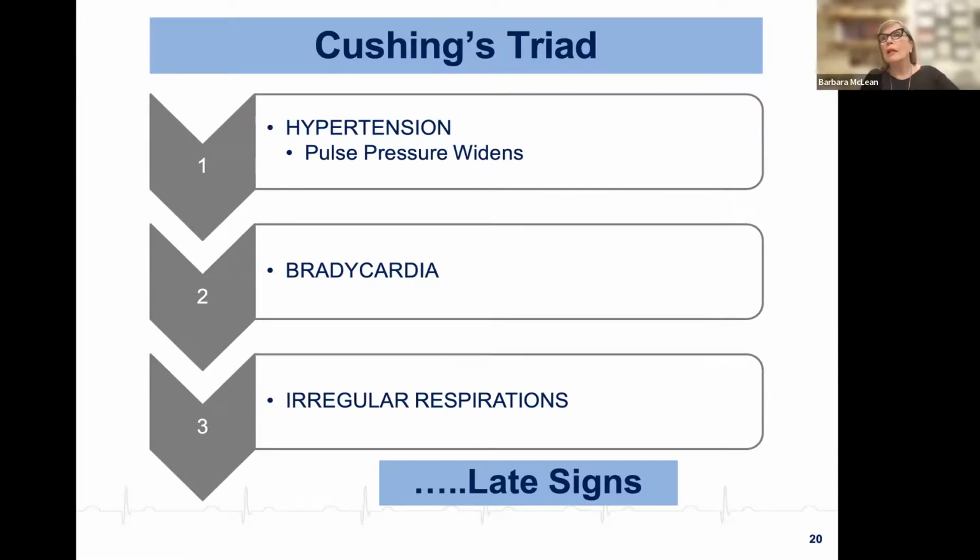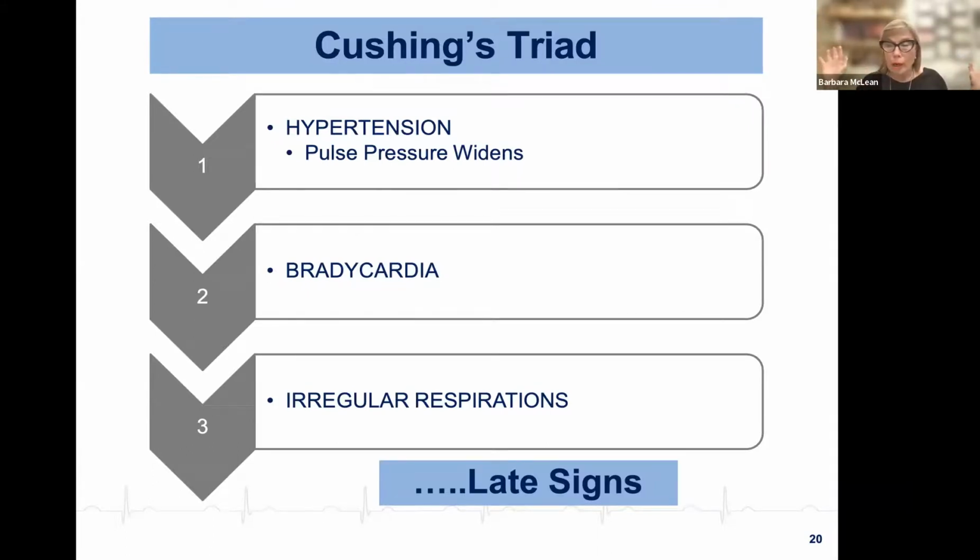So not necessarily Cheyne-Stokes. There's lots of different breathing patterns, like Biot's breathing, but normally it's short, long, short, long, short, long, followed by cessation, or short, long, cessation, or long, short, cessation. It's just a respiratory irregularity. So if your respiratory alarm is going off, or you're looking at the respiratory waveform and you're seeing irregularities in a person who's at risk, think about the possibility that this is one of the later signs, right? Pulse pressure widens, bradycardia, and irregular respirations, named for Dr. Cushing, the same guy who named Cushing's syndrome in the adrenal gland, same doc.